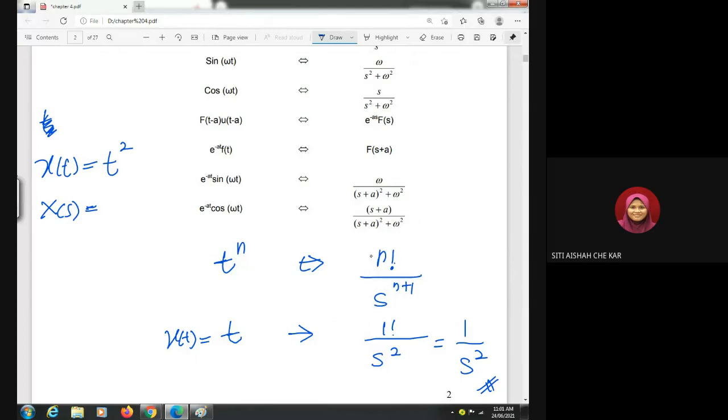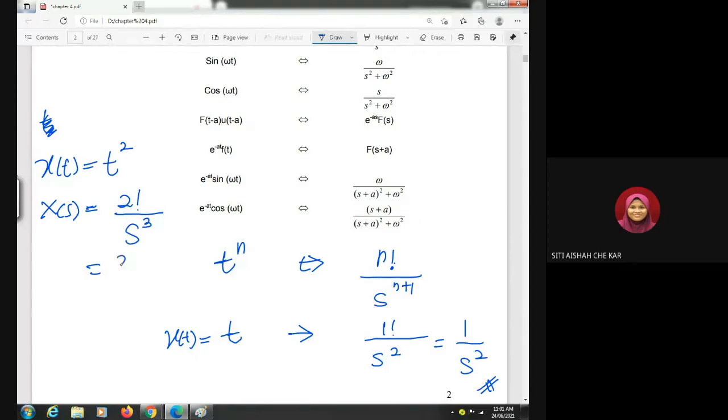So what are we going to have? 2 power 2, 2 bahagi dengan S kuasa 2 tambah 1, 3. Yes. So you boleh tekan 2 factorial sama dengan berapa? 2.